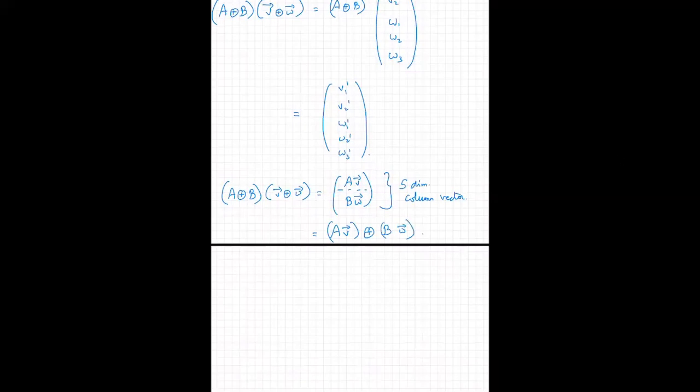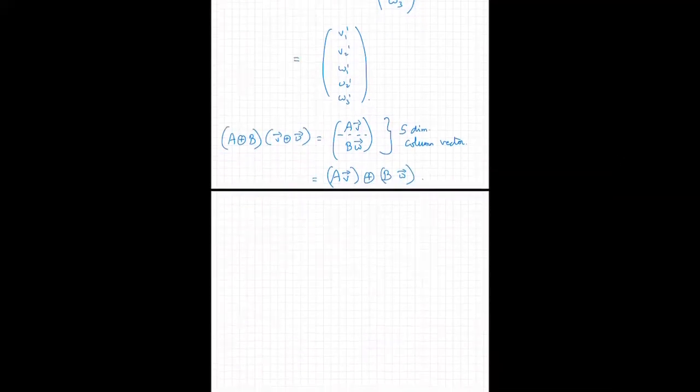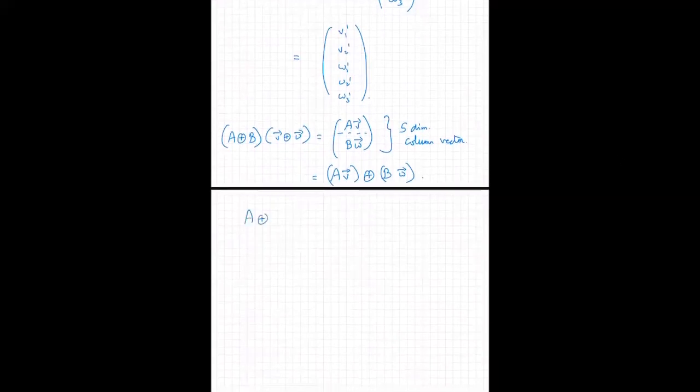So in this way, the action of the direct sum of the matrices A plus B on the direct sum of the vectors V plus W can be understood as the direct sum of the vector AV plus the vector BW. And this equality is ensured because of the block diagonal form of A plus B.